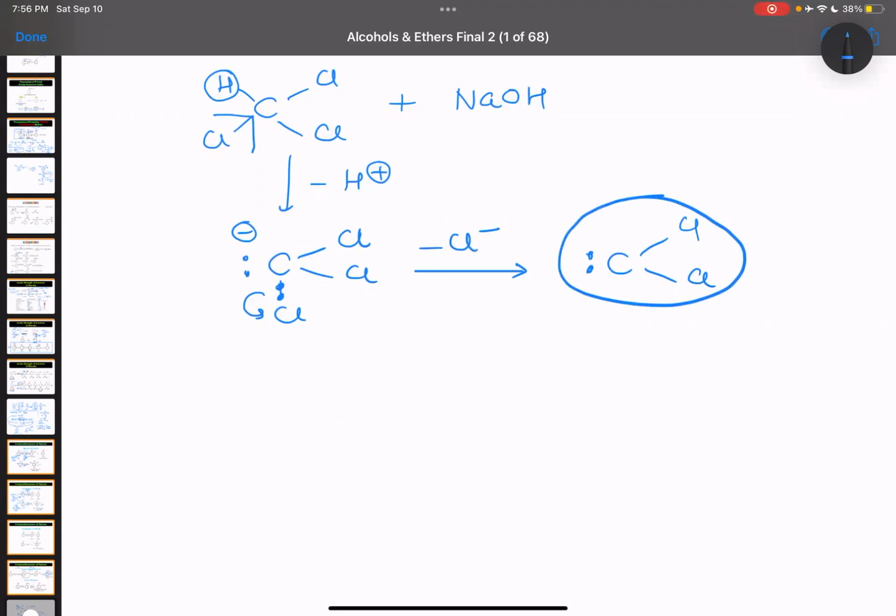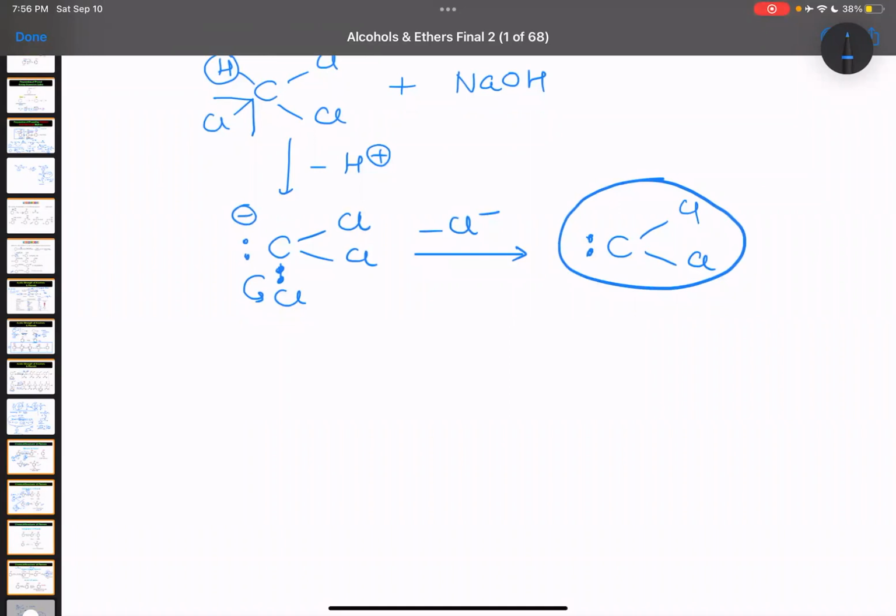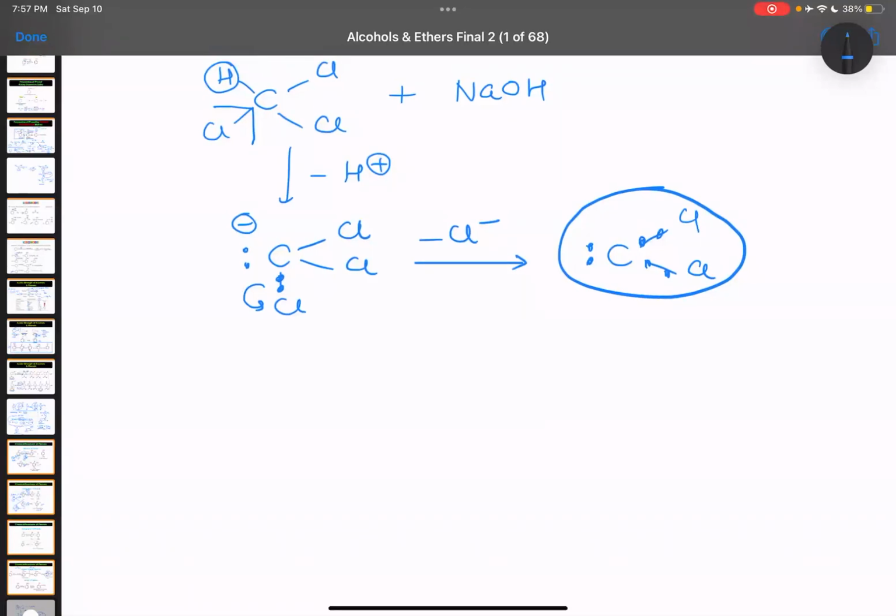What is this intermediate known as? Any idea? This is neutral, but that doesn't mean it will not react. It is a highly unstable reactive intermediate, and you can count the total number of electrons on this carbon: there are 6 electrons. So it is an electron deficient intermediate, and this is known as carbene. Just like a carbocation, this is also an intermediate, dichlorocarbene. Is it clear? So this is one part of the story.